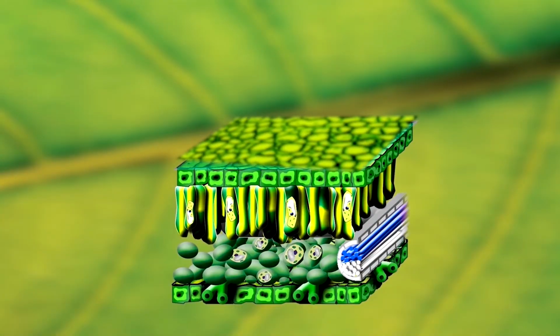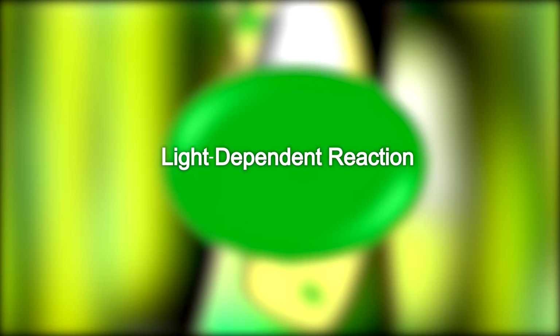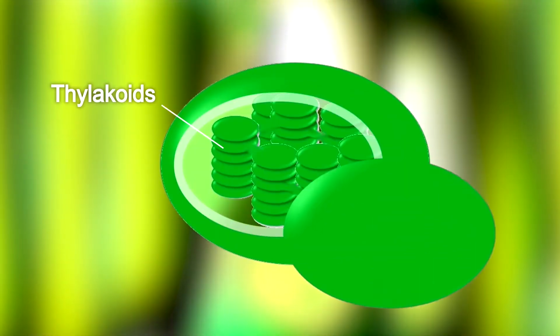Photosynthesis involves two significant sets of reactions. Both of the reactions happen inside the plant cells, specifically inside the chloroplast. These two sets of reactions are called the light-dependent reaction and the dark reaction, or the Calvin cycle. The light-dependent reactions happen in the thylakoids.